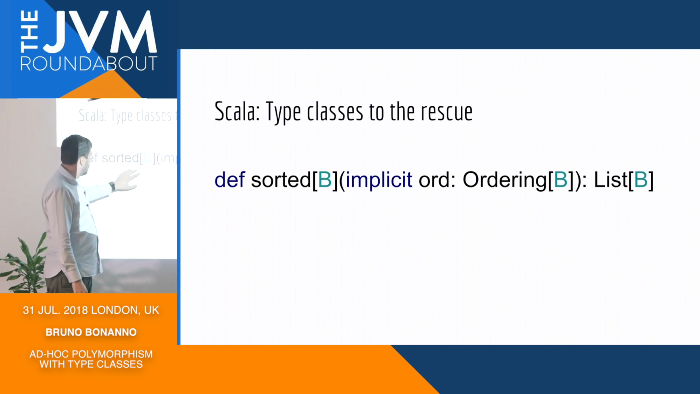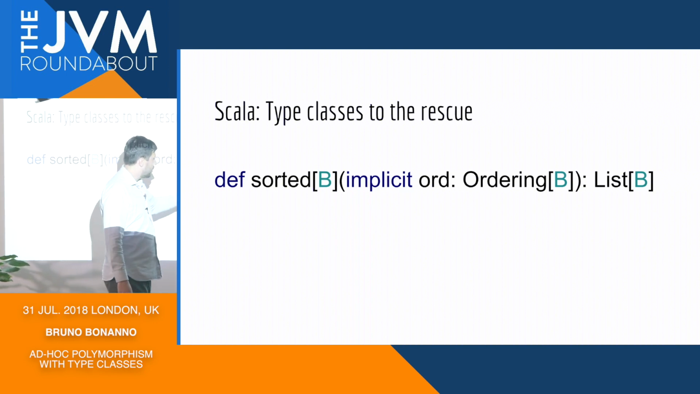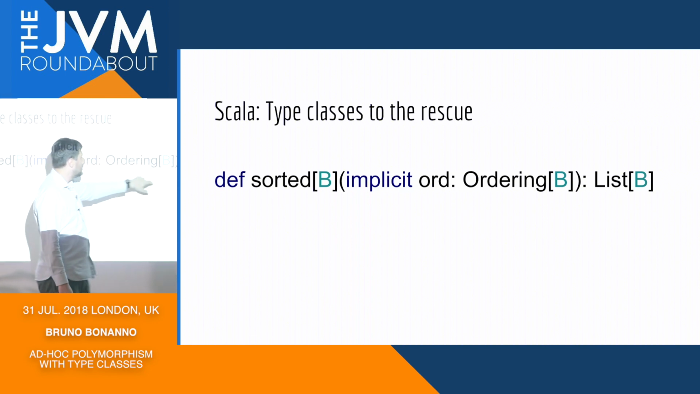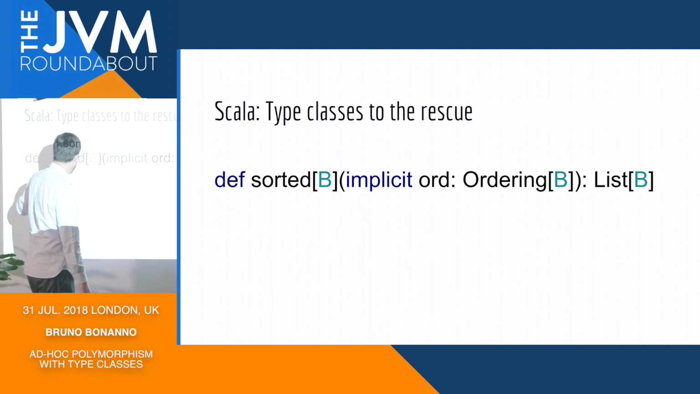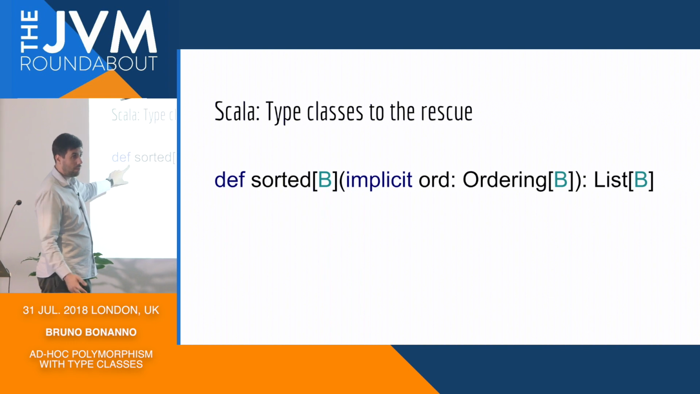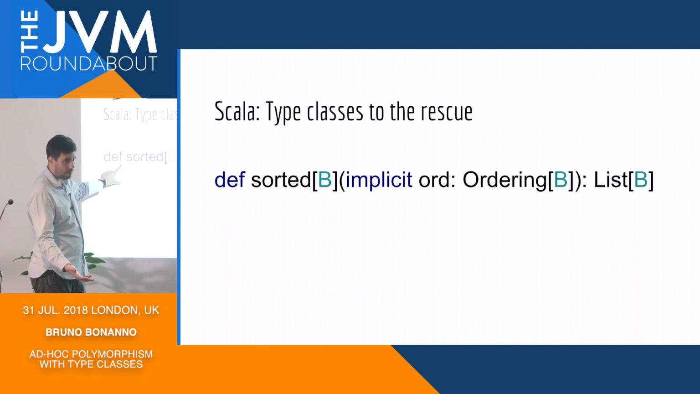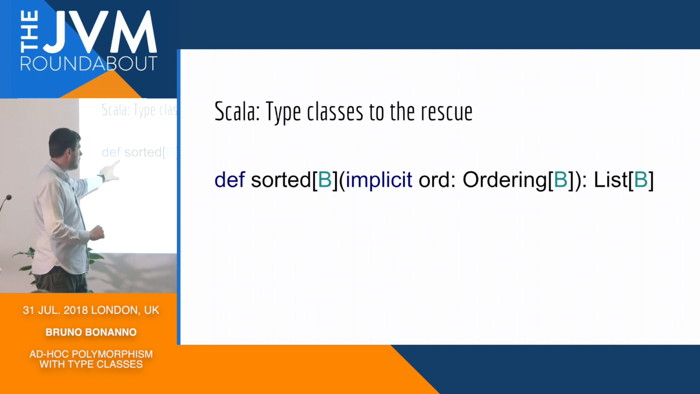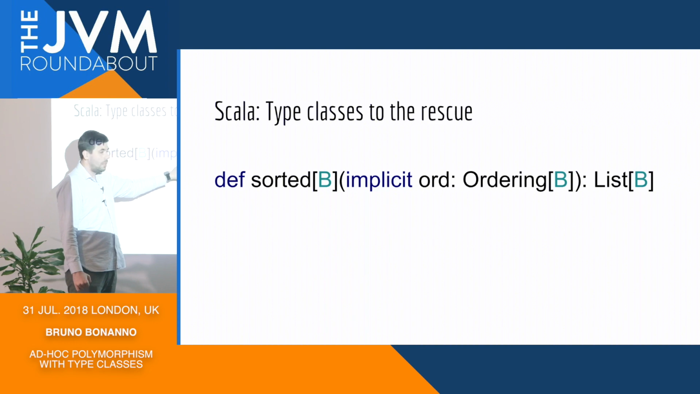So to sort something of type B, we will return another list of type B. And then we have this. This is, by the way, the only definition of the method sorted. It's not that we have a method with the parameter and a method without the parameter. The method always has the parameter. The magic is in this keyword. It's an implicit parameter.